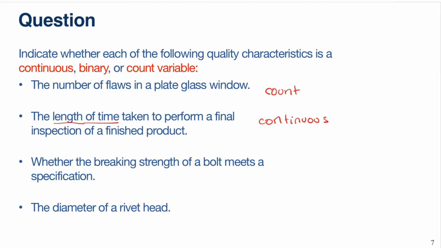The next example is whether the breaking strength of a bolt meets a specification. The answer in this case is that it either meets the specification or not. So it's binary. The last one is the diameter of a rivet head. The diameter is a real number, therefore it's a continuous variable.